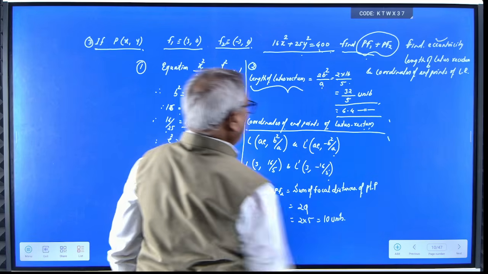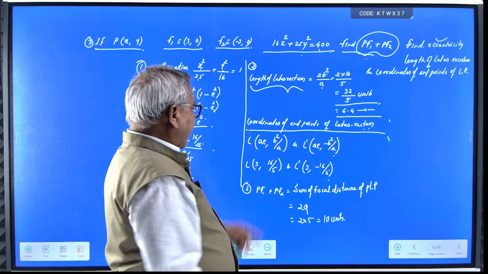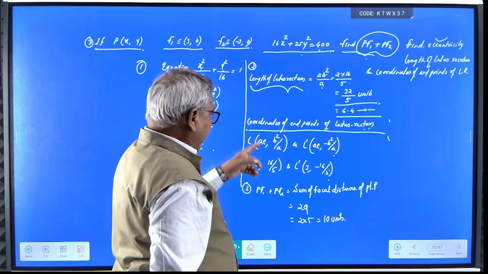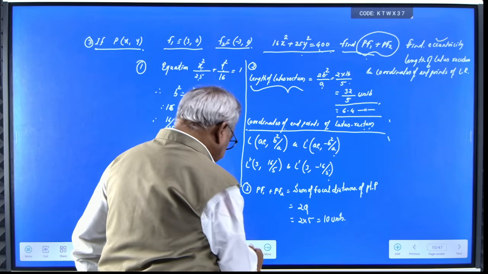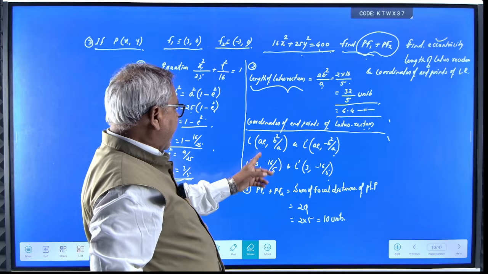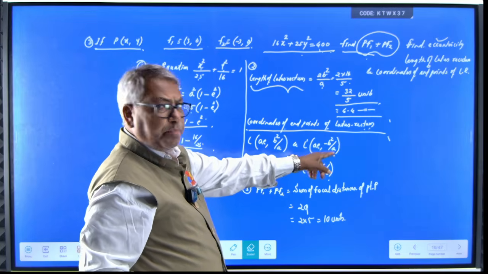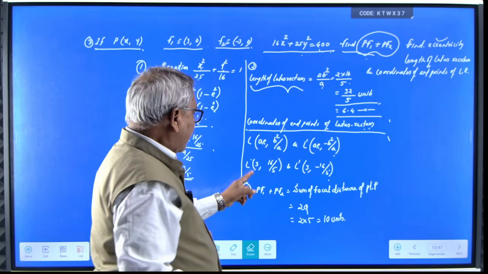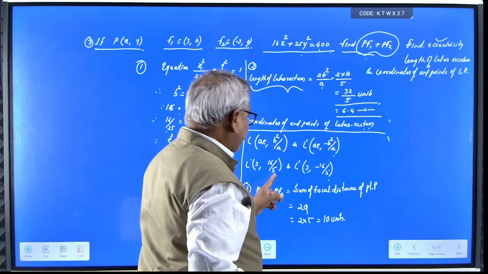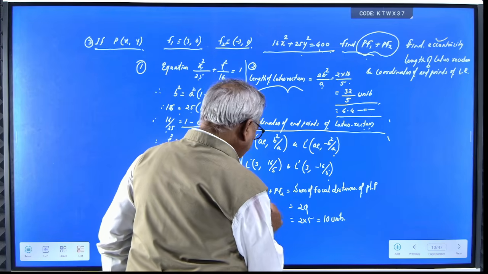Coordinates of the endpoints of the latus rectum L: first write ae, b square upon a for L, and for L dash also write ae, minus b square upon a. Take half of that. So 3 comma 16 by 5, and L dash 3 comma minus 16 by 5.